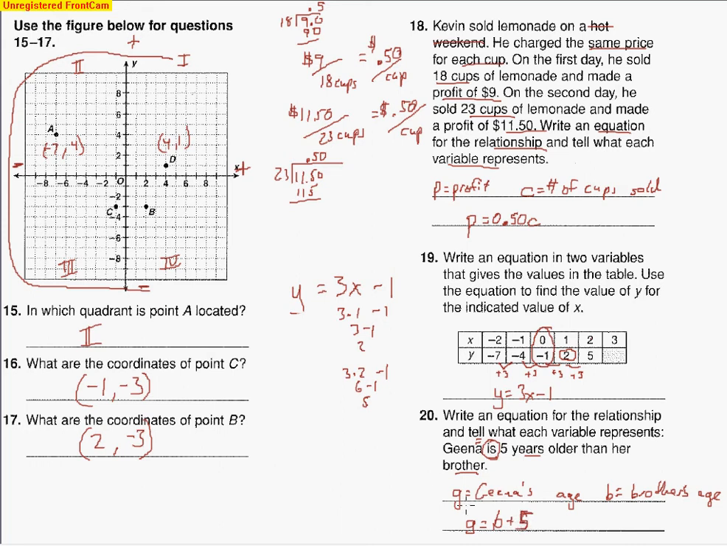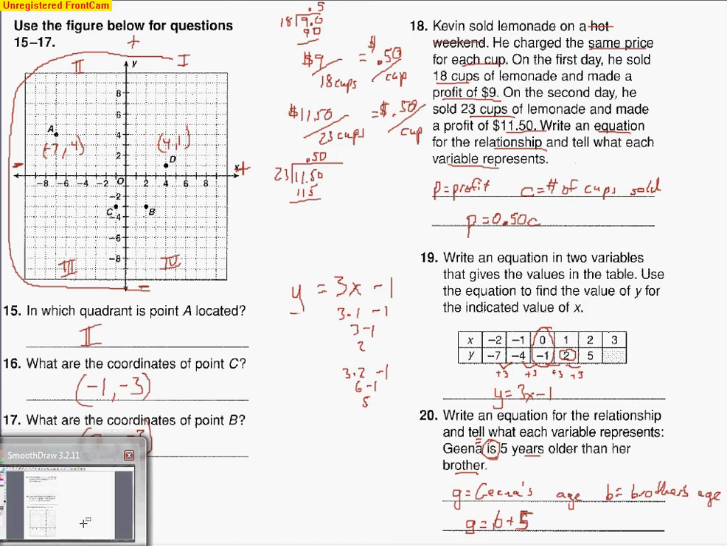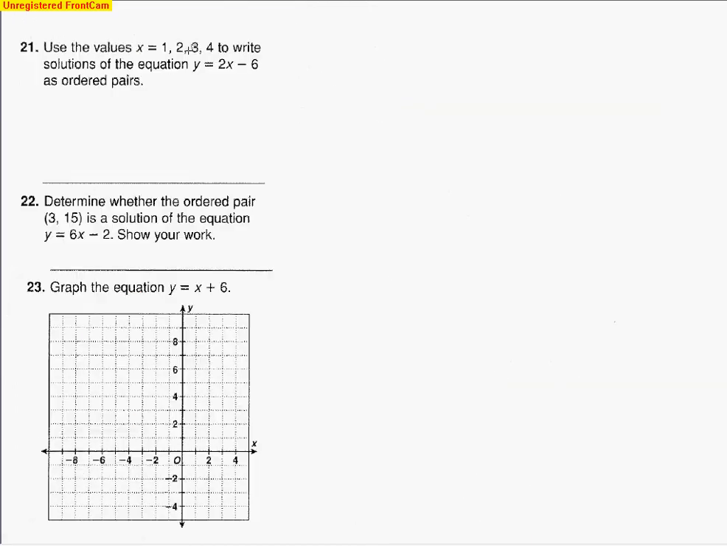Well, let's take a look at our next problem here. It says use the values x equals 1, 2, 3, 4 to write solutions for the equation. So on this problem, what I would do is set up a chart. And you want to use ordered pairs here, so let's do this. Let's go with values of x, and then the function 2x minus 6, and then the corresponding outputs, and then we can write the ordered pairs, x comma y.